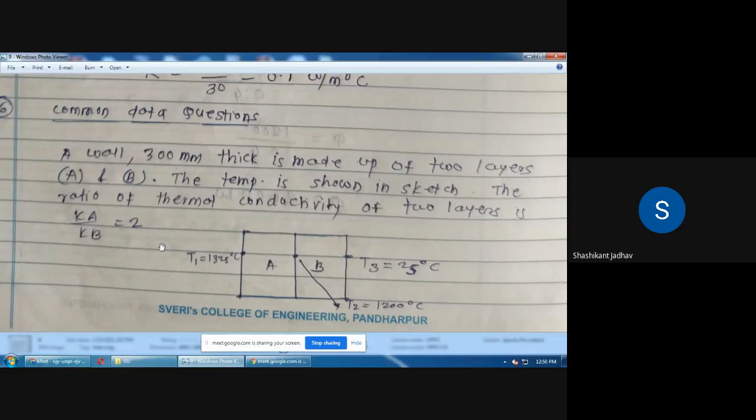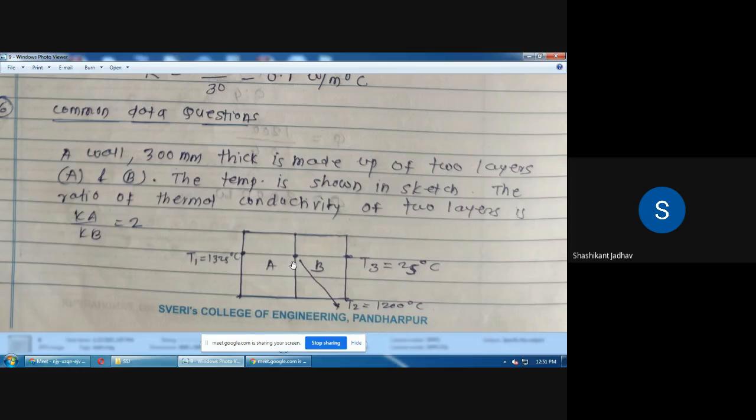T1 is given, means the temperature at the left hand side of the layer A is given, that is 1325 degrees Celsius. Then temperature at the right hand side of the layer A, that is 1200 degrees Celsius. And similarly for the layer B, left hand side temperature is same, that is 1200 degrees Celsius, and right hand side temperature is 25 degrees Celsius. So from this given data, our aim is to calculate the ratio of the thickness of the two layers.